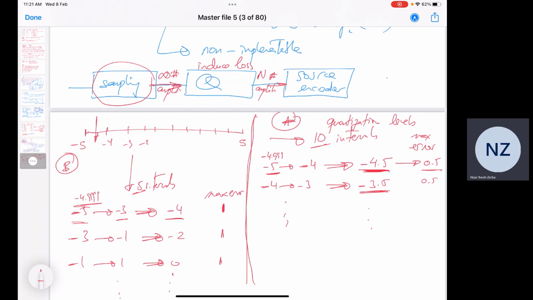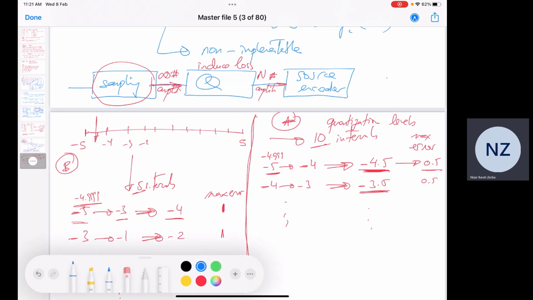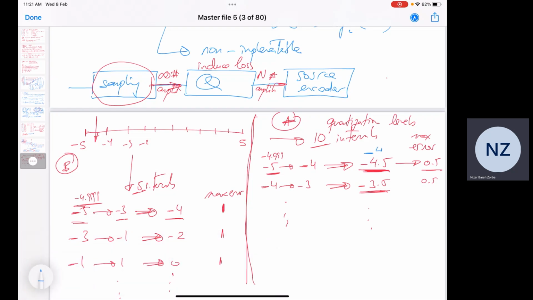Notice that if I change based on the request from your colleague, so here imagine that I decided that from -5 to -4, I decided to make the approximation to be -4. How much will be the maximum error? 1. Okay, so here it could be that you are at -5 approximated to -4, then the error will be 1. Okay, this is why we always select the one in the middle.